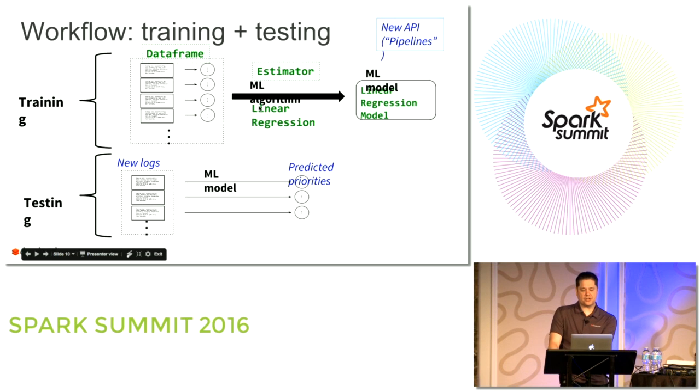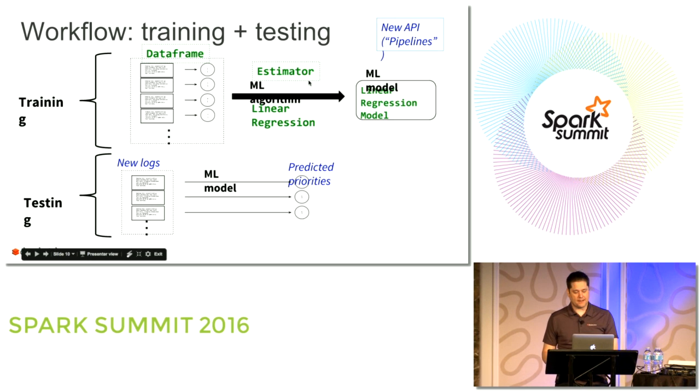When I go to train a model, I'm going to use an estimator. It estimates the best fit model, using linear regression in this case. But it could have used logistic regression or any other strategy. We call these estimators.